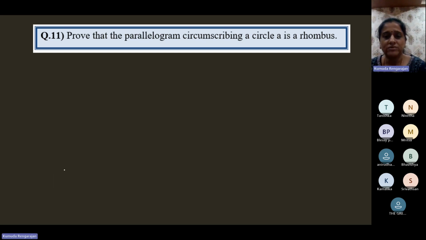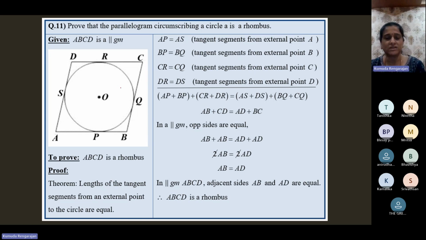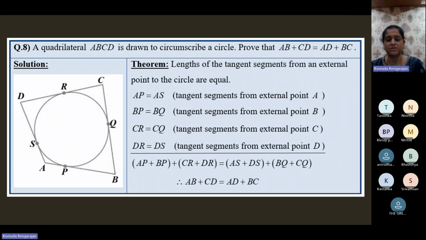Prove that the parallelogram circumscribing a circle is a rhombus. I can't draw, so I'll just take the next slide. So you'll have to show that the parallelogram circumscribing a circle is a rhombus. This is a circle, and outside you see a parallelogram which circumscribes the circle. You need to prove that the parallelogram ABCD is a rhombus. The same proof, children. Repeat this proof till here.